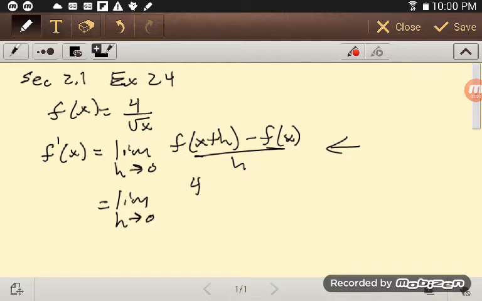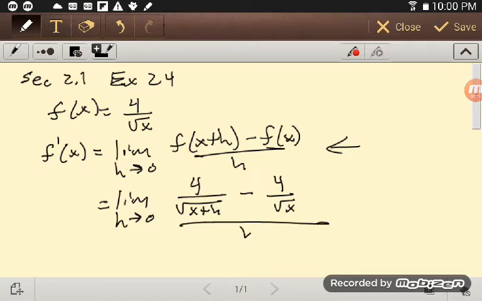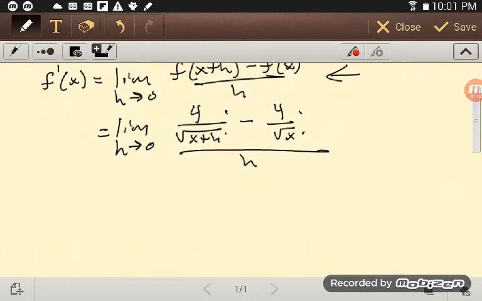Now here we have 4 over the square root of x plus h, then minus 4 over the square root of x, all divided by h. So here, all I can come up with is to get a common denominator. Multiply top and bottom here by square root of x, top and bottom here by square root of x plus h. And then we'll see what happens after that. So some of this, you just get into a lot of algebra.